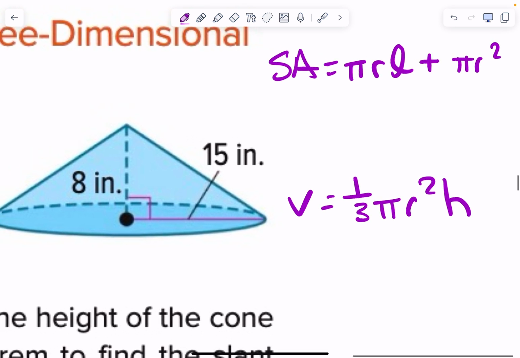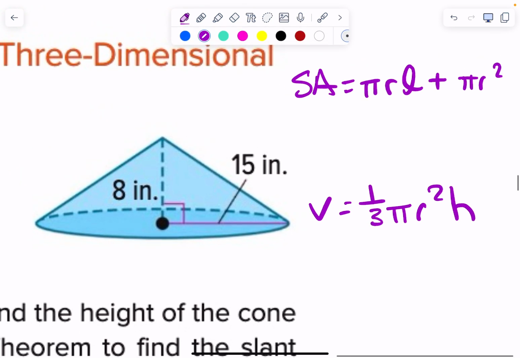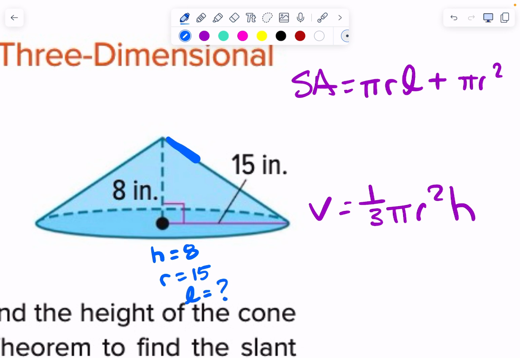All right, let's talk about what we have and what we need. What is 8? The height. Regular H or the slant height? Regular H. What's 15? The radius is 15. I don't know the slant height L. That's what I don't know. I have to figure it out. How do I figure out what the slant height is?